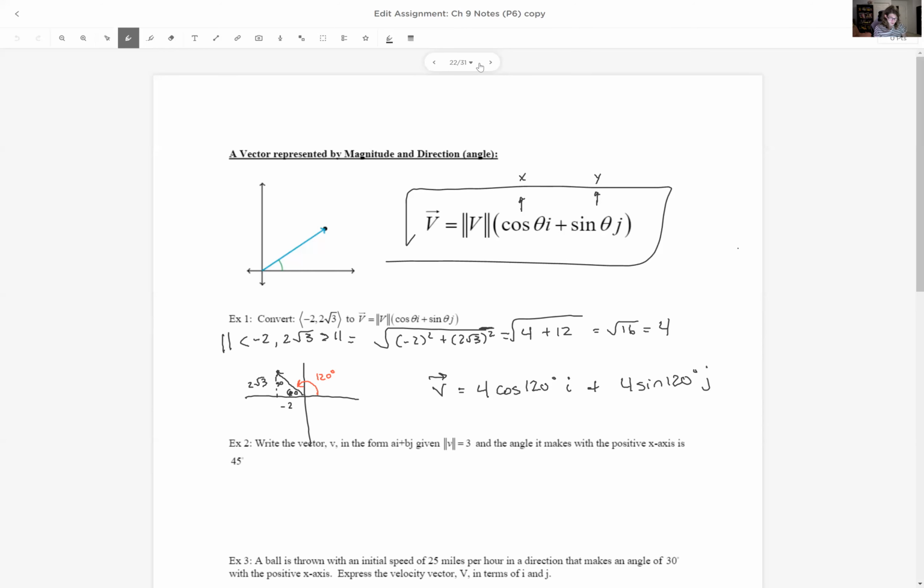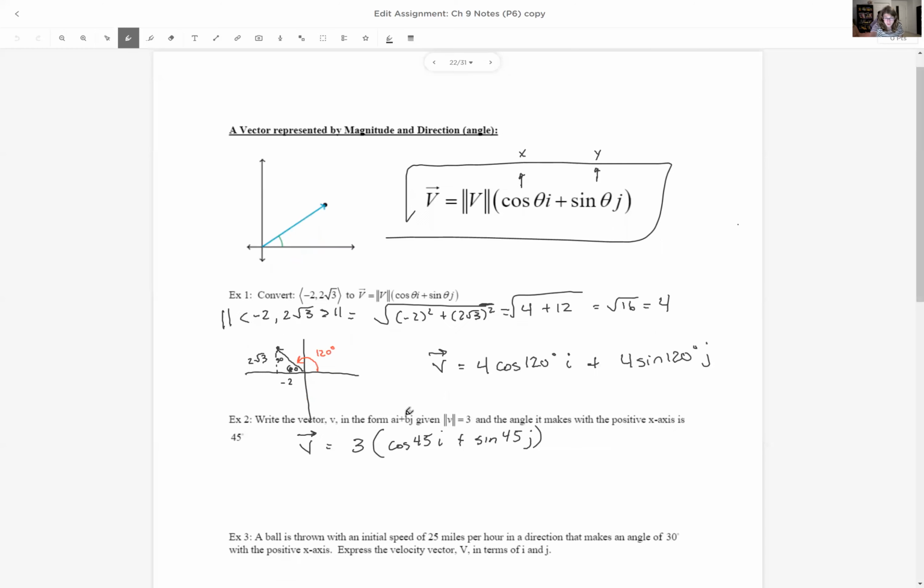All right, example number 2. Write the vector v in the form ai plus bj, given the magnitude of vector v is 3 and the angle it makes with the positive x-axis is 45 degrees. This is more commonly what you see with these types of problems. So we're just going to plug them into the formula that we have. Our vector in ai plus bj form, we're going to take our magnitude, which we are told is 3, and multiply this by cosine of 45 i plus sine of 45 j.